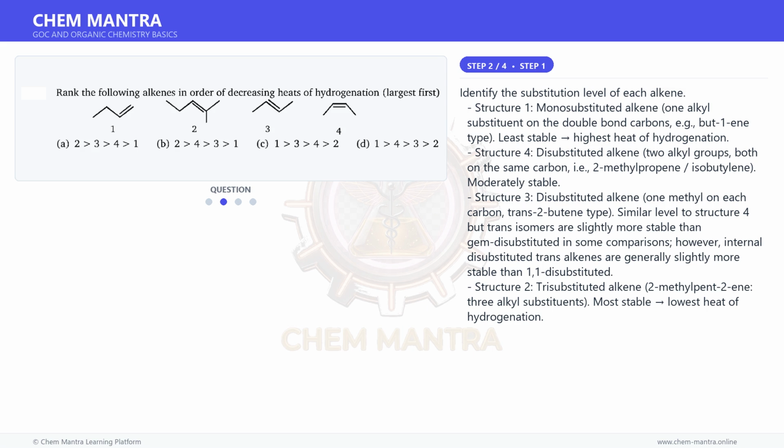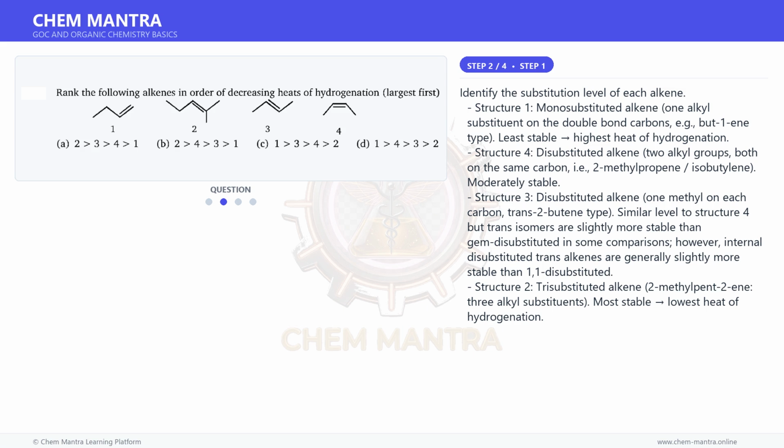Structure 4. Disubstituted alkene, 2 alkyl groups, both on the same carbon, i.e., 2-methylpropene, isobutylene. Moderately stable. Structure 3. Disubstituted alkene, 1 methyl on each carbon, trans-2-butene type. Similar level to structure 4, but trans isomers are slightly more stable than gem disubstituted in some comparisons. However, internal disubstituted trans alkenes are generally slightly more stable than 1,1 disubstituted.